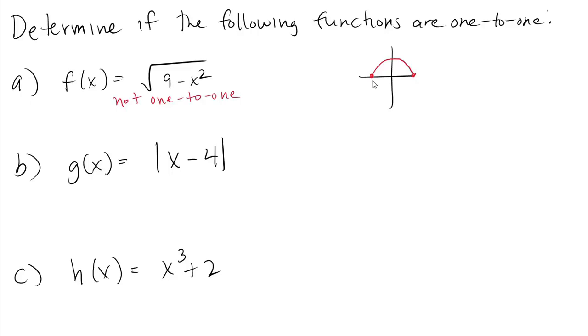If you want a specific example, if you plug in negative 3, you'll get 0, and if you plug in 3, you'll also get 0. Two different inputs that yield the same output. That can't happen in a one-to-one function.